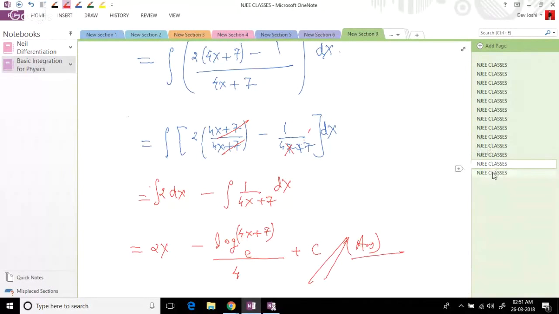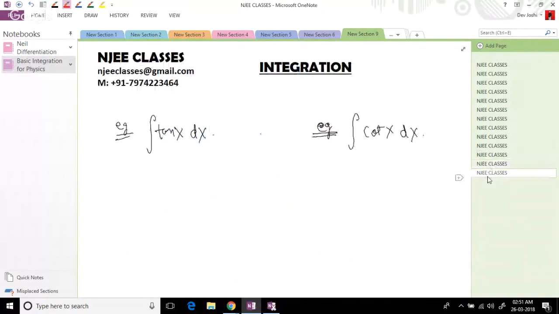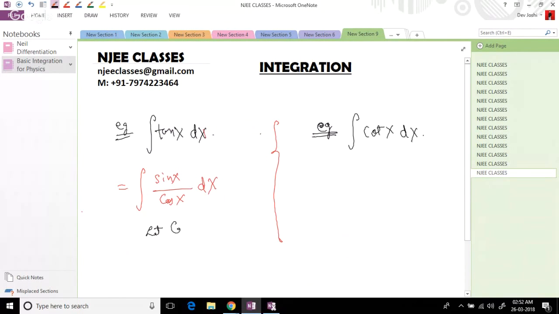Next one, integral of tan x dx, integral of cot x dx. How will you proceed on that? So integral of tan x dx can be equal to integral of sin x upon cos x dx, right? The denominator can be taken as the function, so the numerator will be its differentiation. So let us suppose that cos x is equal to t, so sin x dx is equal to dt.